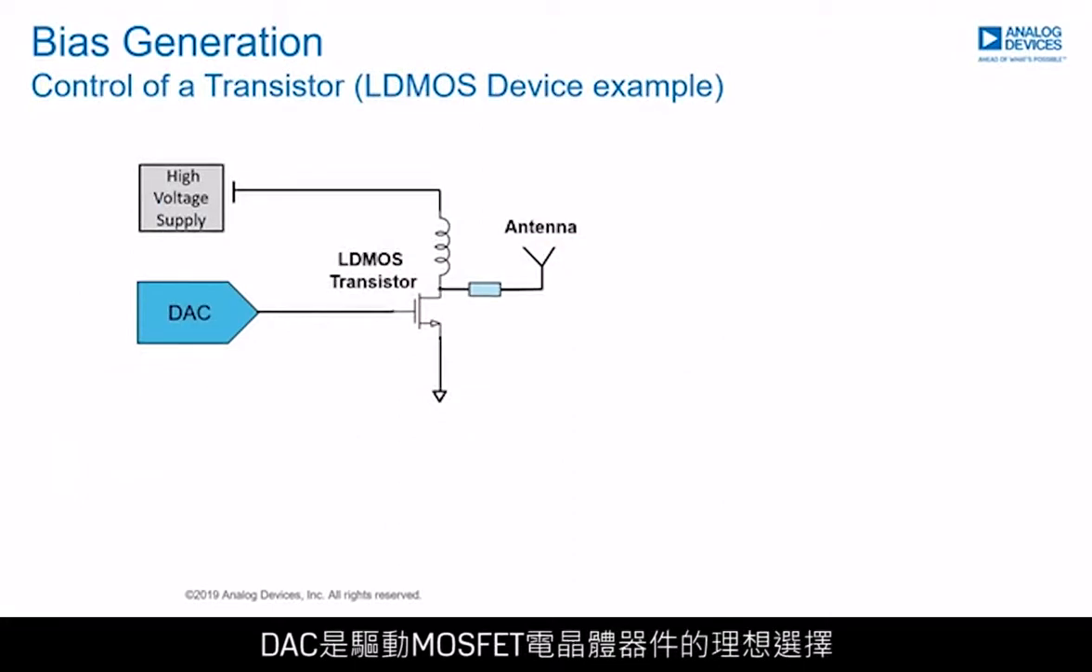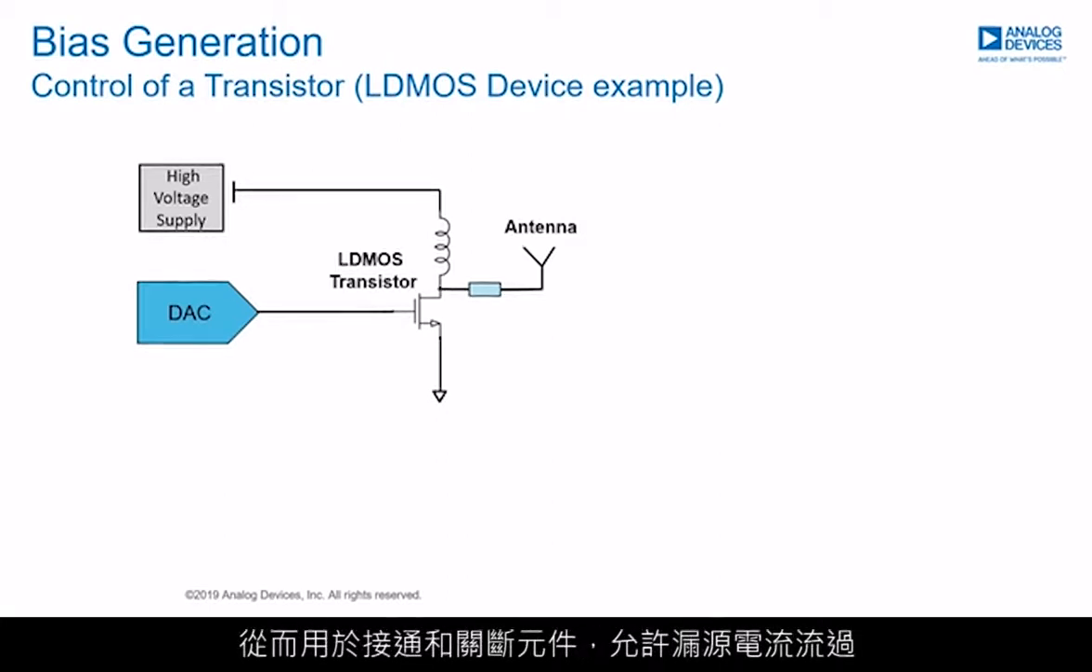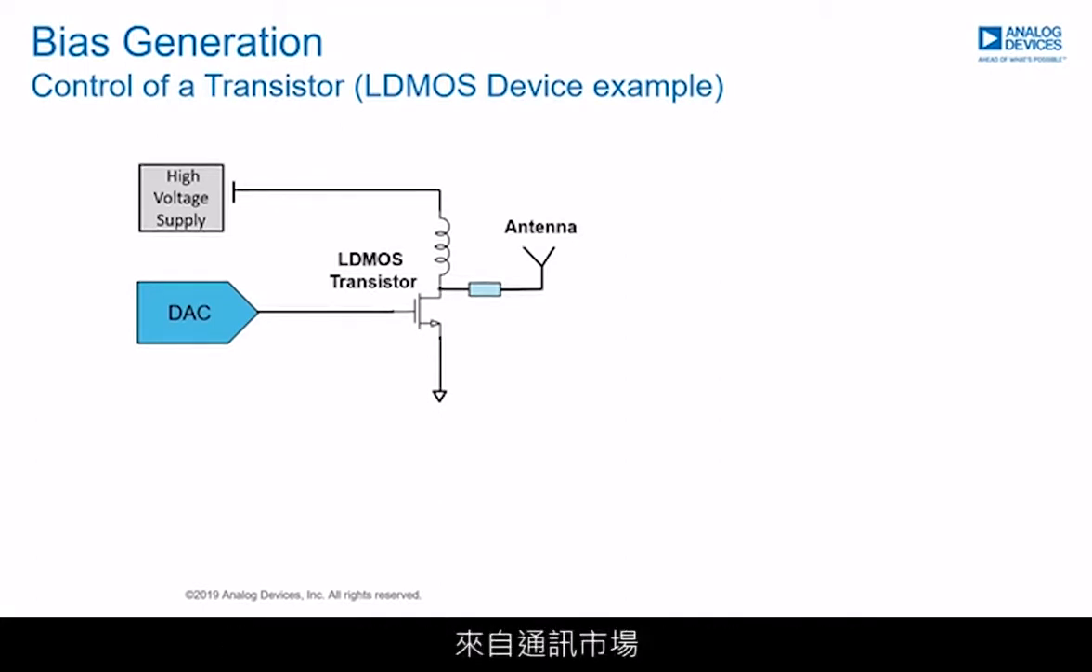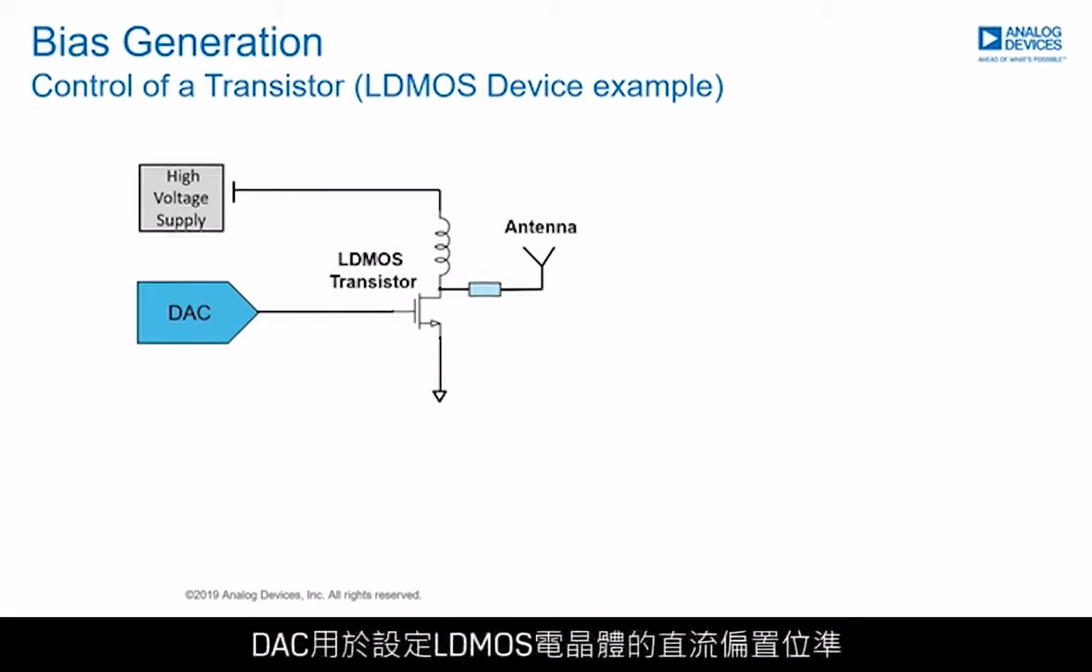A DAC can be an ideal choice for driving MOSFET transistor devices, whether they are standard or power devices. At its simplest, the DAC effectively sets the gate voltage and is thereby used to turn on and off the device, allowing a drain source current to flow. The example shown here on the slide is slightly more involved and is a more common example from the communications market, where DACs are used to set the DC bias level of an LDMOS transistor.